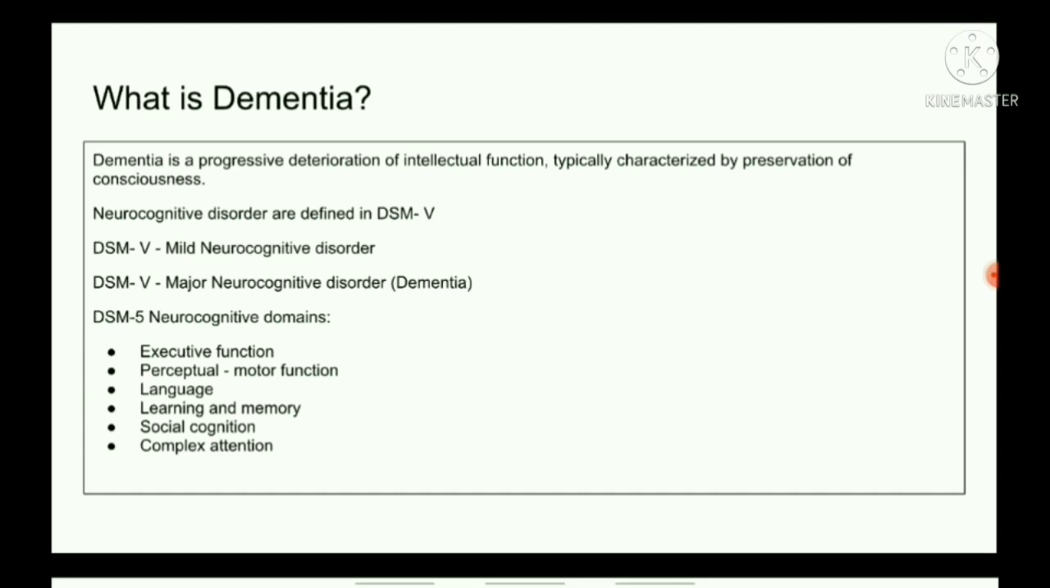Number 4, learning and memory. This refers to recall. Number 5, social cognition. This is recognition of emotions and insights into the behavior. And the final one, complex attention. This refers to being able to sustain your attention on a specific task. These 6 domains are required to carry out your basic living.